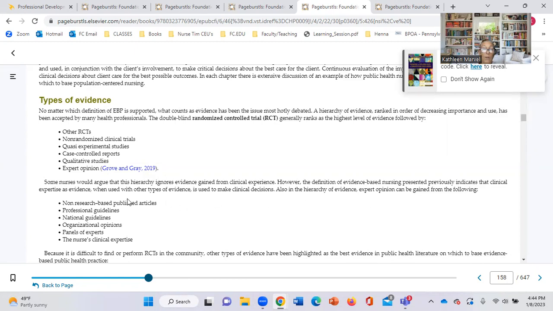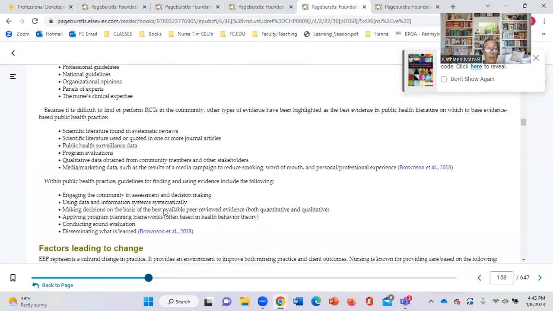Okay, so the nurses have added to this hierarchy evidence that they feel would need to be supported by experts to gain the appropriate expert knowledge: articles, professional guidelines, national organizational opinions. Okay, the nurse's clinical expertise.